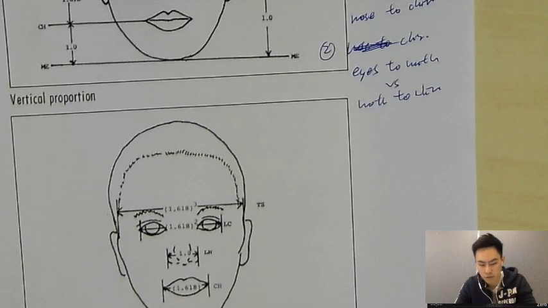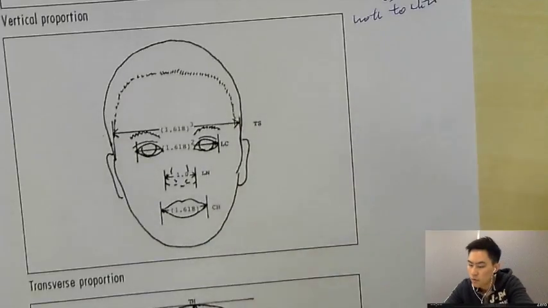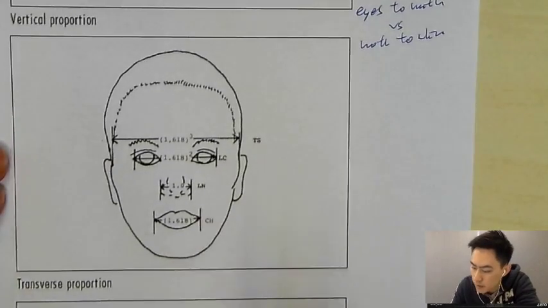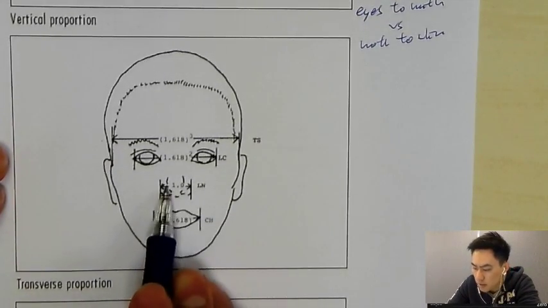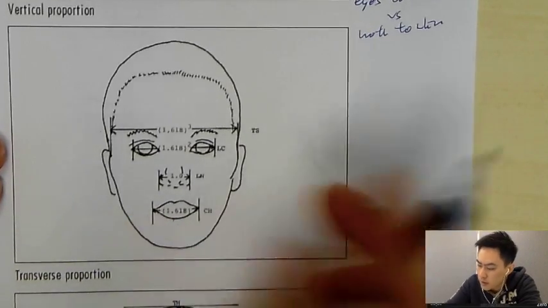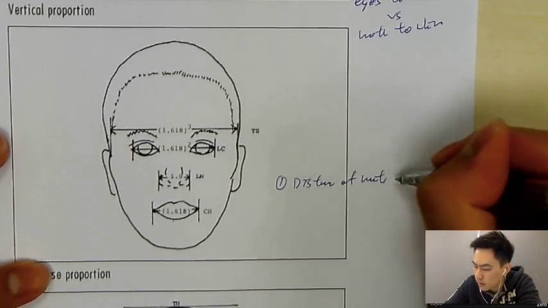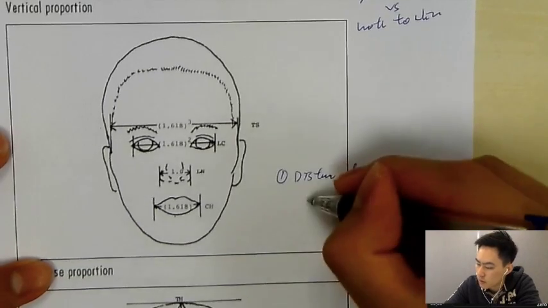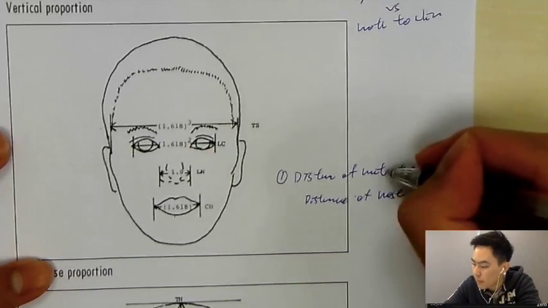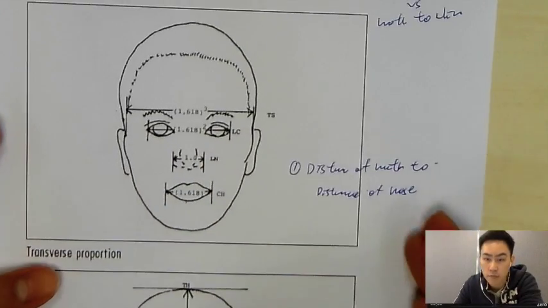And then for transverse proportion, so it means horizontal, right? First you measure the horizontal distance of the nose. So you have the distance here, and then you can compare with the mouth. So the first pair is the distance of the mouth to the distance of the nose. So mouth over nose, then you will have 1.618 for the golden ratio.